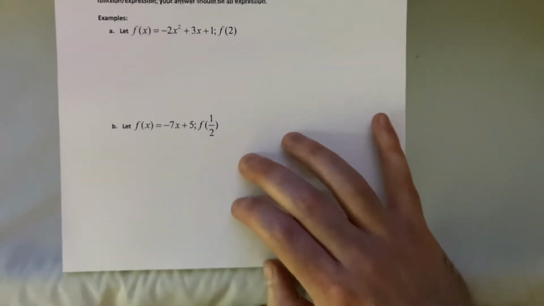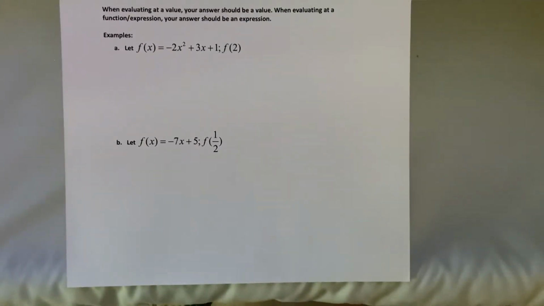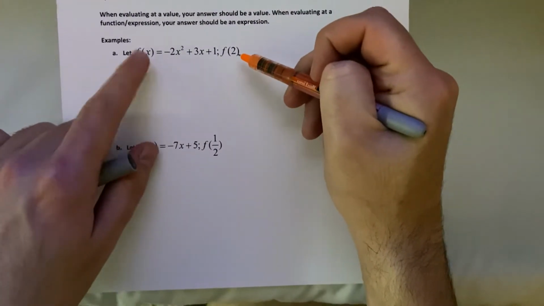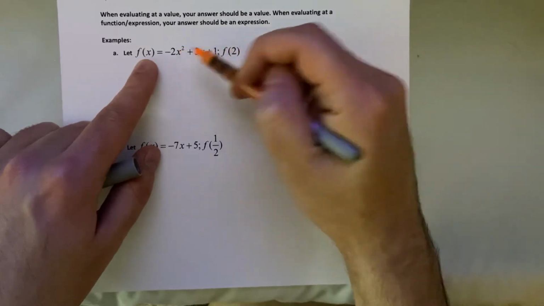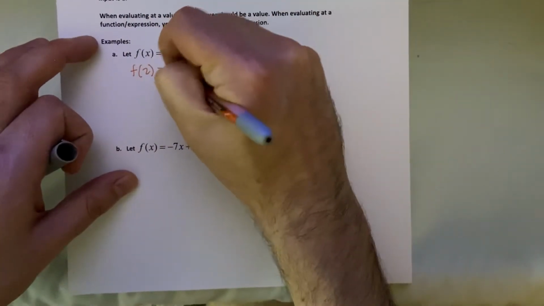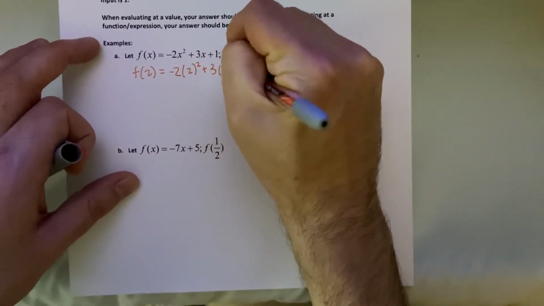When evaluating at a value, your answer should end up being a value. When you evaluate at an expression, it should be an expression, at least in one variable. So let's look at these. F of x equals negative 2x squared plus 3x plus 1. Find f of 2. So again, what's the difference between these two things? F of x and f of 2. The x becomes a 2, which means all of the other x's should become 2's. So f of 2 is negative 2 times 2 squared plus 3 times 2 plus 1.